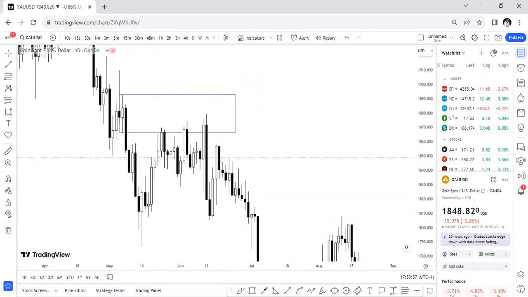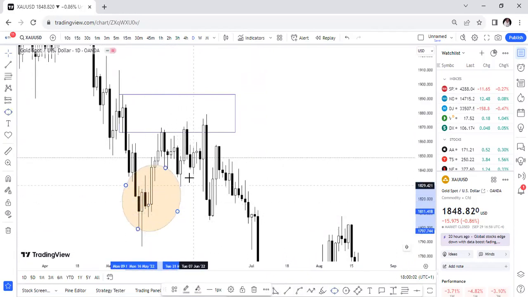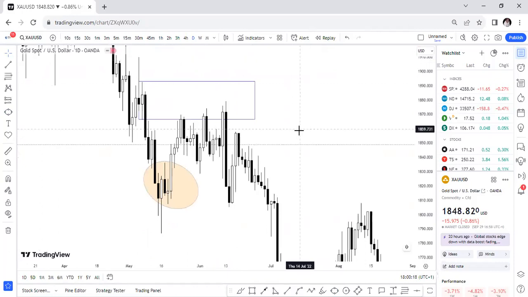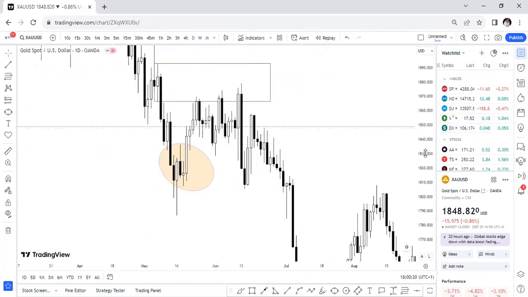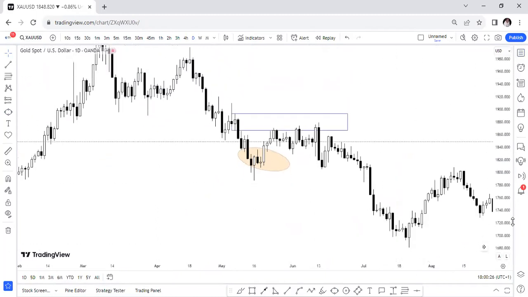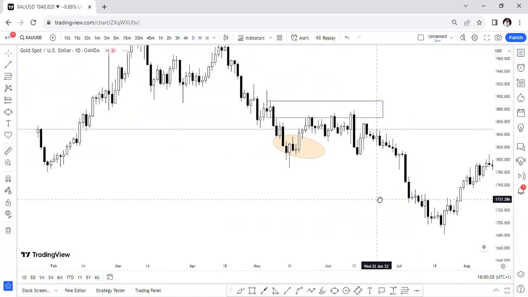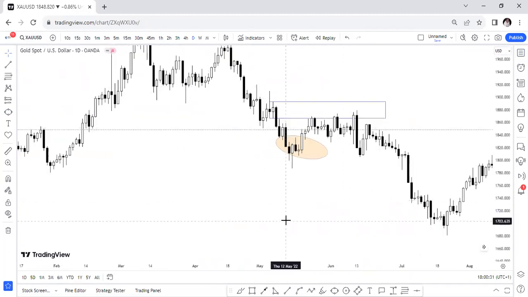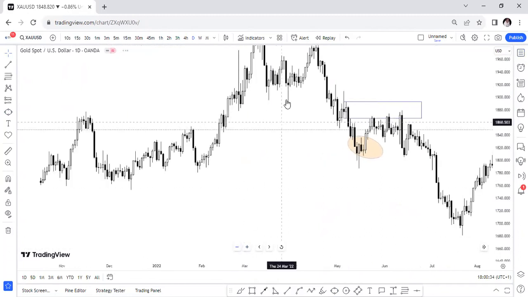Yeah, we got a range here. Price ranges here. This is our first range. This is the engulfing zone. Then an impulse downward. Then we have another range here. Within the higher time frame, we have another range here. That is June 9.